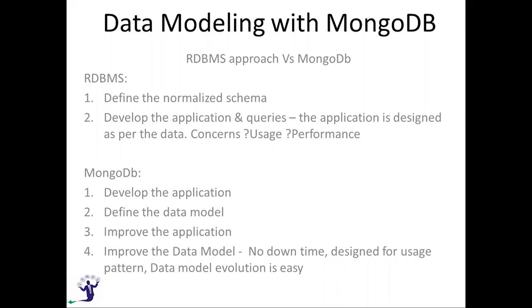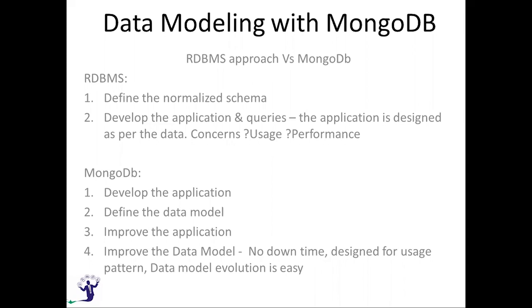So in the RDBMS, we create a normalized schema. As we have done in SQL, we created a normalized schema, distributing the data into different tables. Like when we were doing SQL, we created an employee structure where employee personal details were in one table and the official details in another table. We have talked about the inventory where we have distributed the data into different tables. Okay, so that is the RDBMS approach.